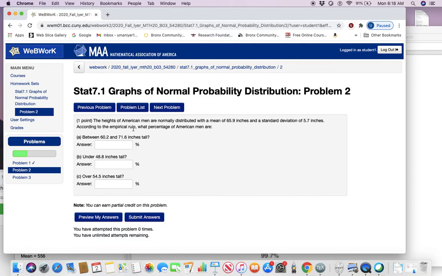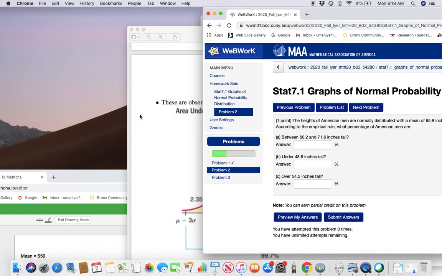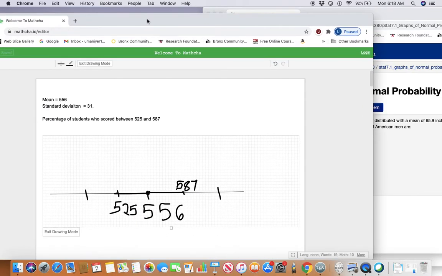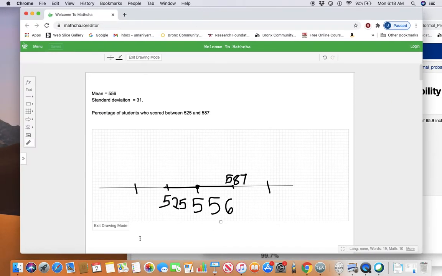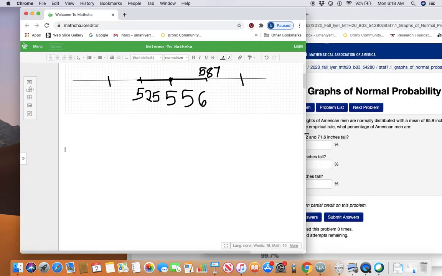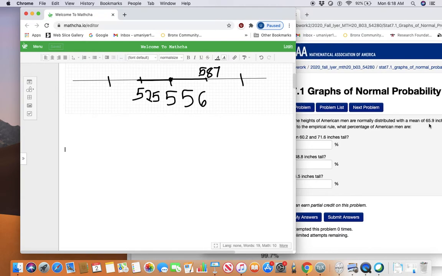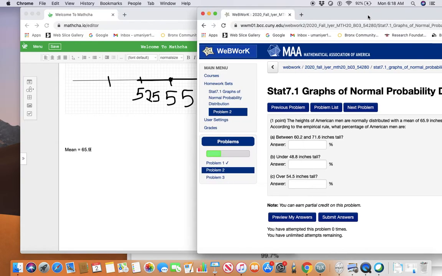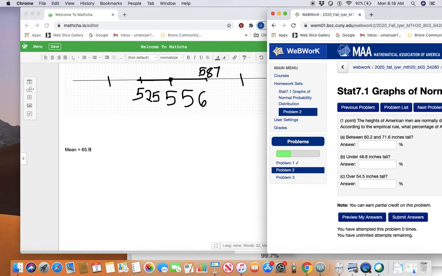The heights of American men are normally distributed with a mean of 65.9 inches and a standard deviation of 5.7. We find the percentages under these areas. It's the same kind of problem, and we are using the empirical rule. Let's quickly go over this. What is the mean? The mean is 65.9. And what is the standard deviation? 5.7.